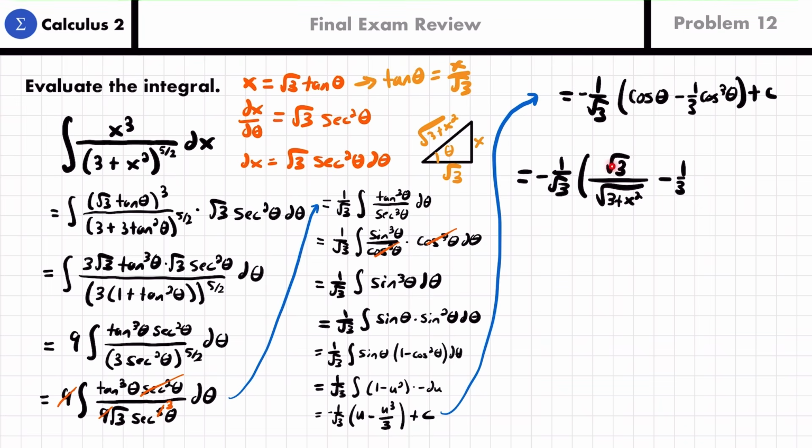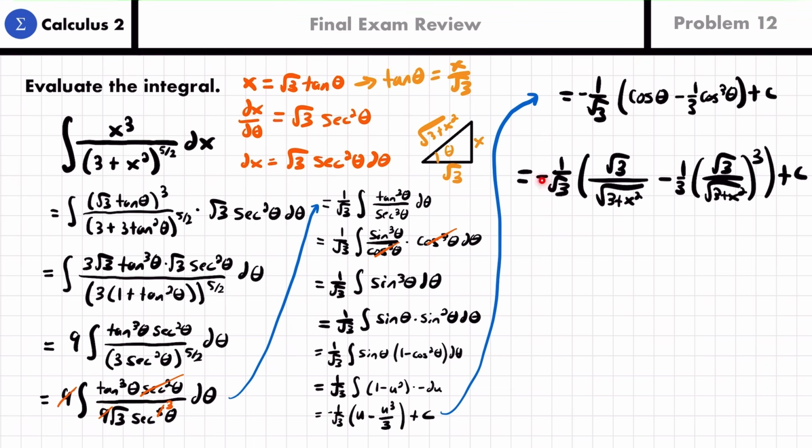So just write this expression again, but cube it. So 1/3 is multiplied by the square root of 3 divided by the square root of 3 plus x squared, quantity cubed, and then plus c. Okay, now technically this would be the correct answer. It is the solution to this integral in terms of x, but we can simplify it a little bit to make the answer look nicer. So let's do that.